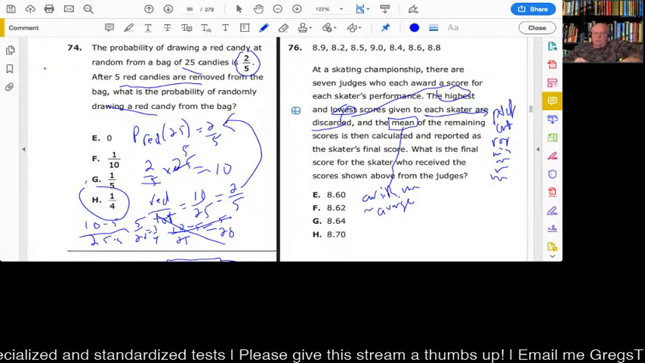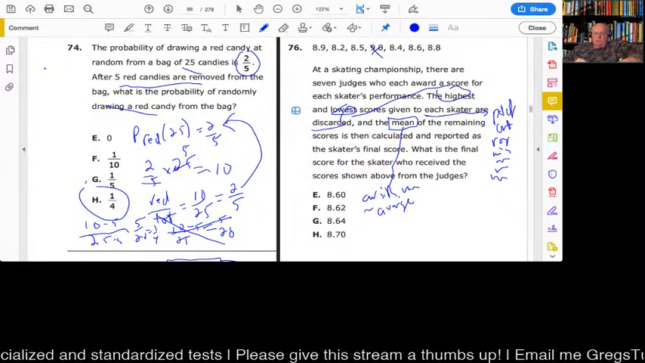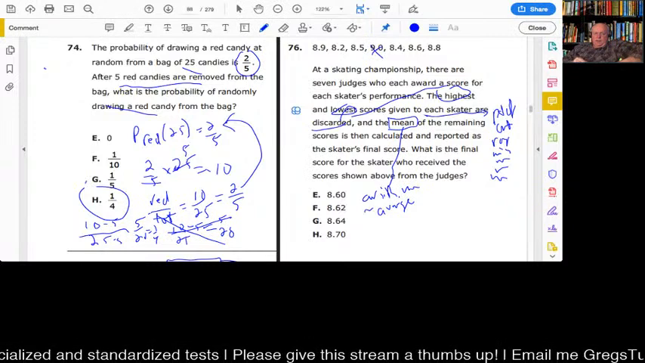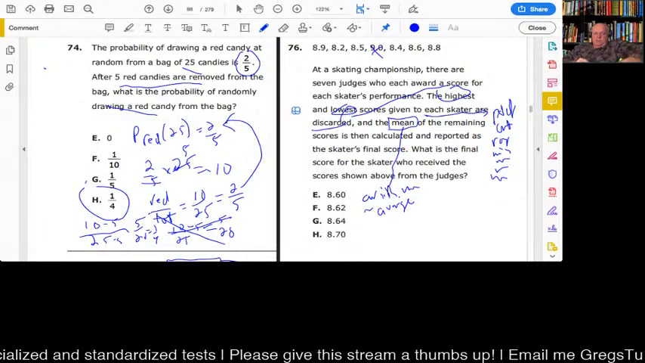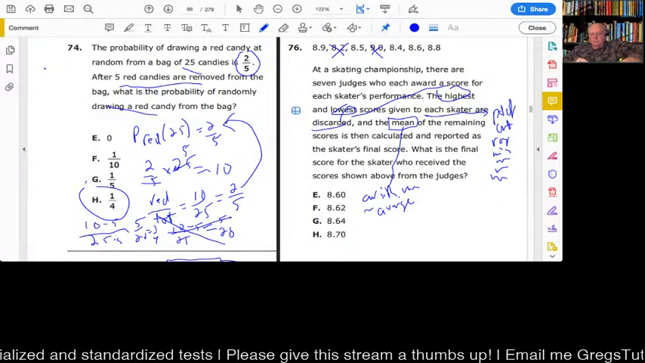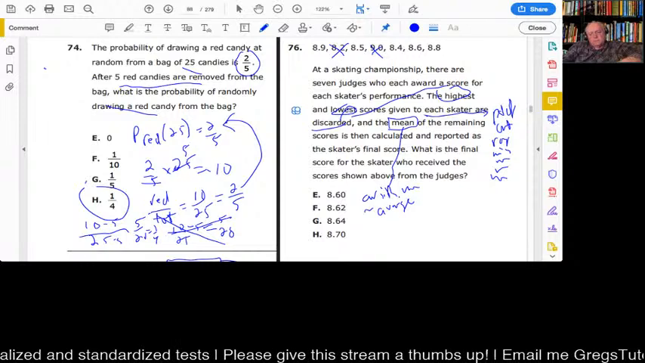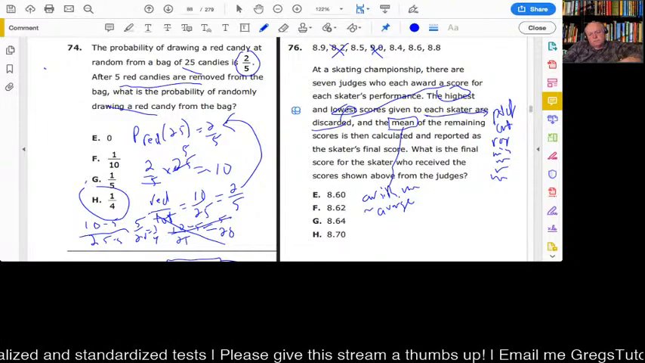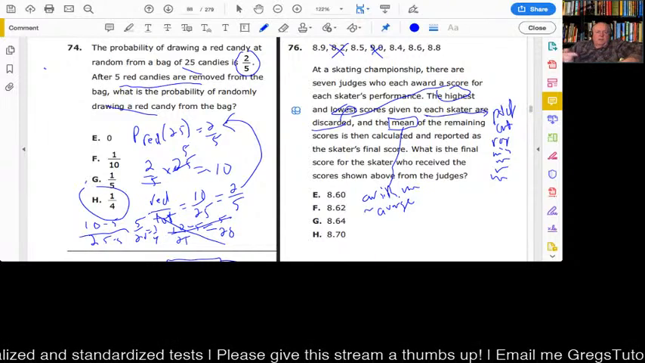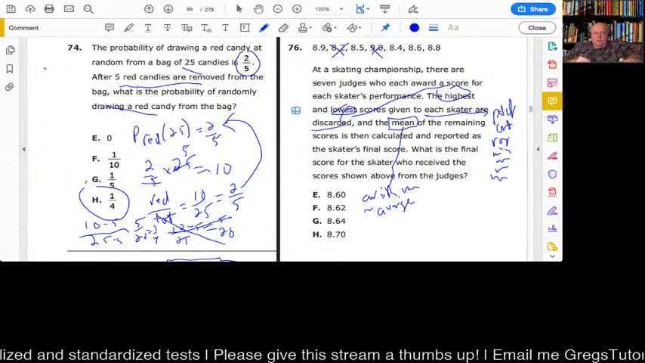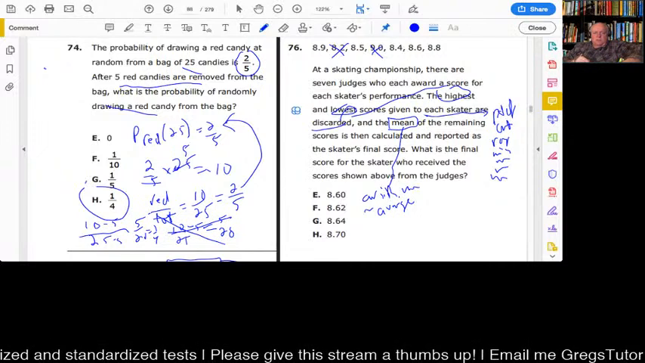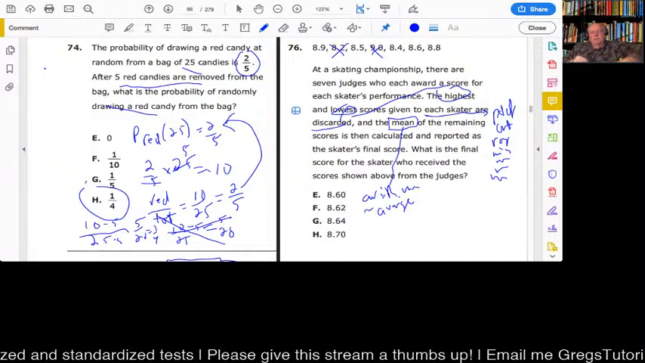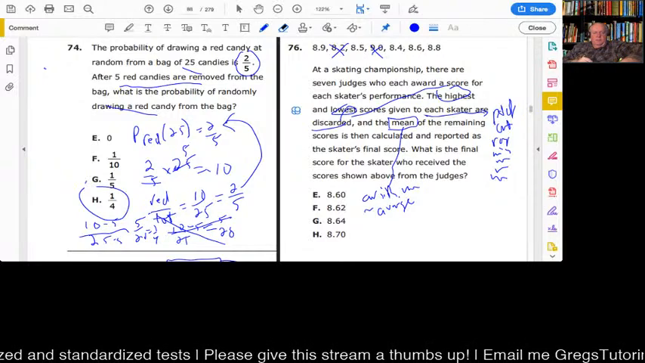So 9 seems to be the highest. And 8.2 seems to be the lowest. Is that right? Okay. All right. So what we need to do is add those numbers up. Let me get rid of some of this clutter here.